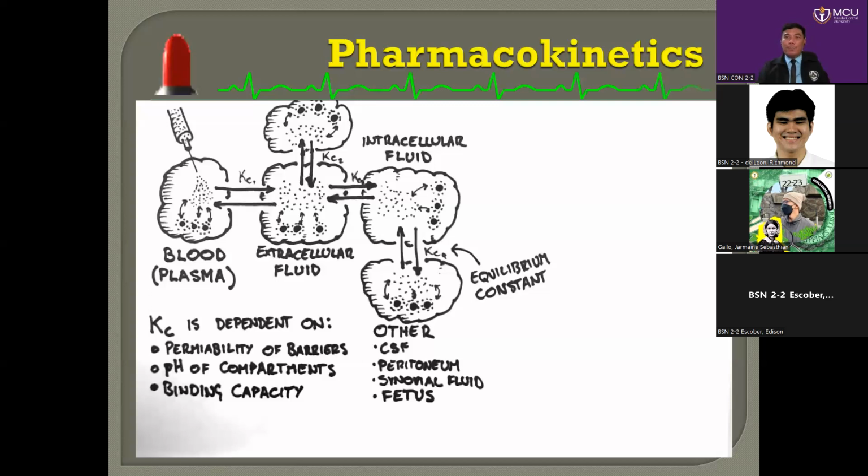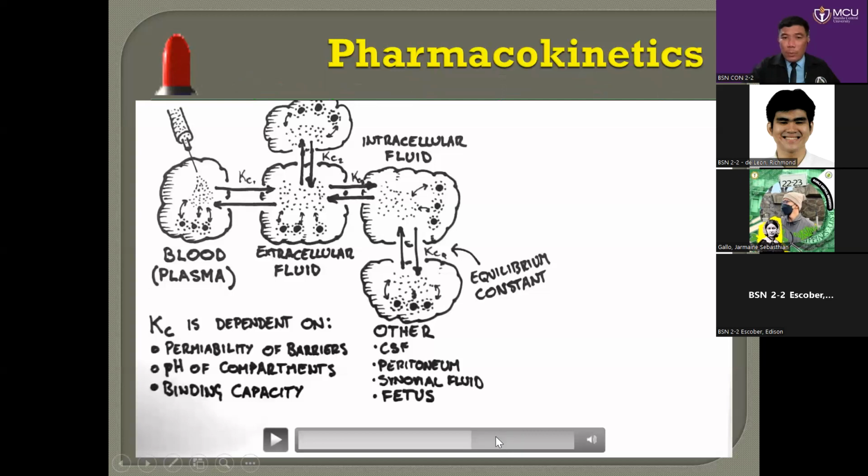Binding capacity. So I have mentioned that the binding capacity here is related to the protein. The protein binding capacity such as the albumin. So if there will be a decreased level of the albumin, it will not facilitate the binding of the chemical composition of the drug to be distributed. So this is just simply what we are explaining when it comes to distribution.